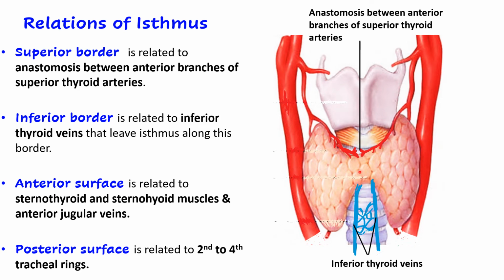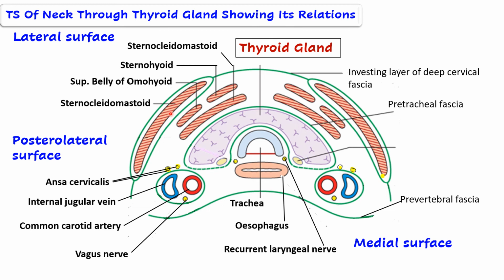So these are the relations of isthmus. To show the relations of the three surfaces of lobes of thyroid gland, you can draw the simple cross-sectional diagram. This is the cross-section passing through the neck at the level of isthmus of thyroid gland. So here you can see these will be the two lateral lobes of the thyroid gland, and this is the isthmus. We can see here this is the parathyroid gland, right?